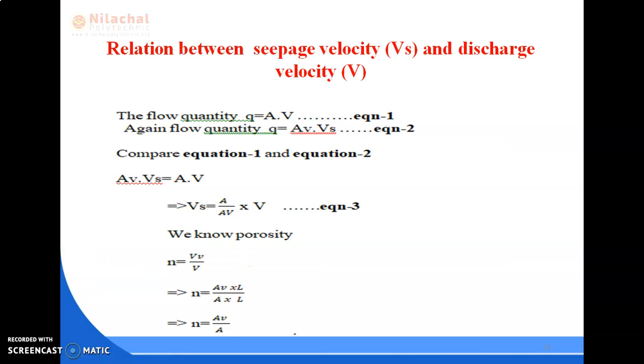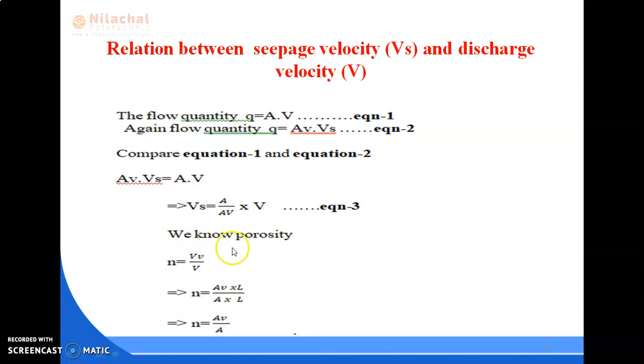Next, let us find a relation between seepage velocity Vs and discharge velocity V. The flow quantity Q equals A into V, we know. We call it equation 1. Again, the flow quantity Q equals Av into Vs. We call it equation 2. Now we compare equations 1 and 2. So Av into Vs equals A into V, which implies Vs equals A by Av into V. This is equation 3.